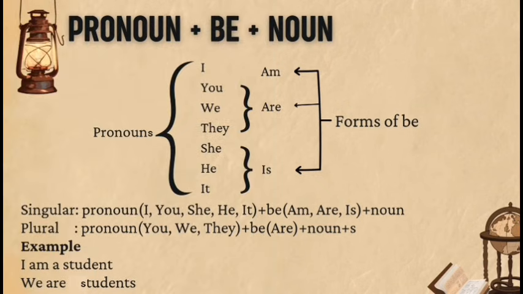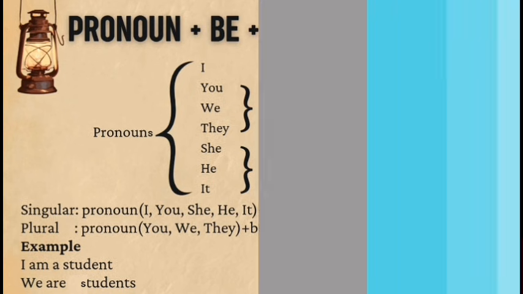Pronoun plus be plus noun. I, you, we, they, she, he, it are pronouns. Am, is, are are forms of be. The singular form is pronouns I, you, she, he, it plus be, am, is, are, plus noun. For example, I am a student. And the plural form is pronoun you, we, they plus are plus noun plus s. For example, we are students.